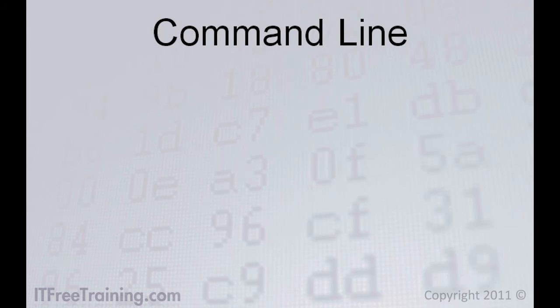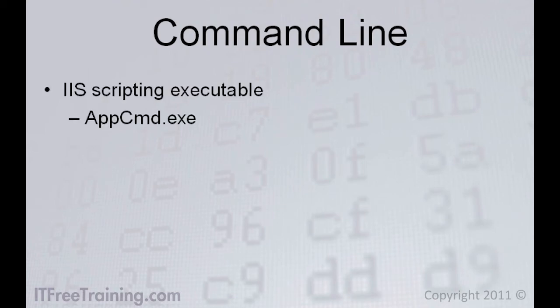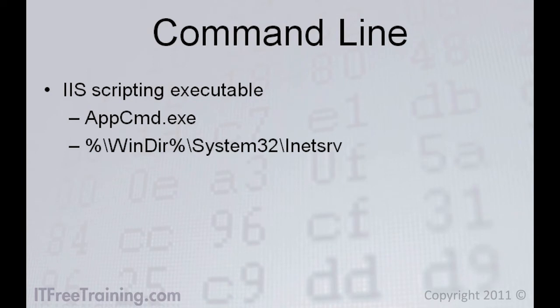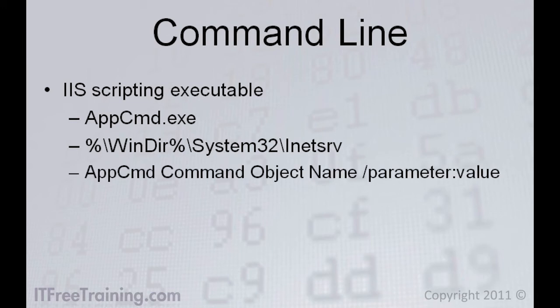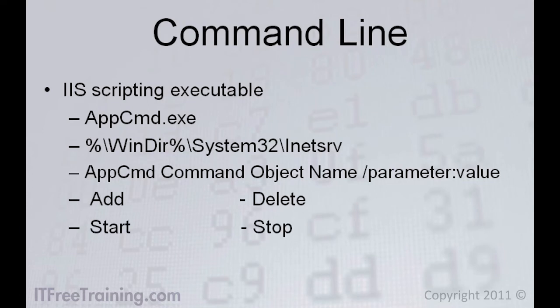You can perform the same commands from the command line using the executable appcmd.exe located in the inetsrv directory under system32 under your Windows directory. The basic syntax of the command is the command, the object you wish to work on, the name of the object, and lastly, the parameter and the value you wish to set it to. There are 6 basic commands that you can use with appcmd. These are add and delete, start and stop, list and set. If you need help, run appcmd followed by /?.